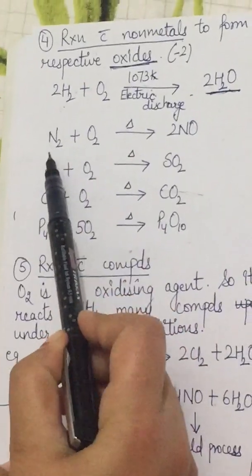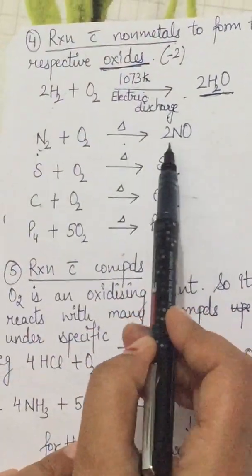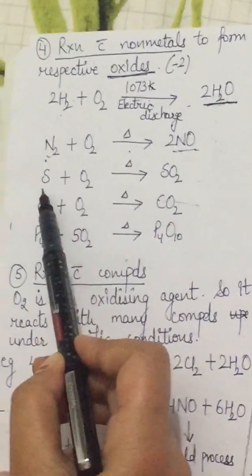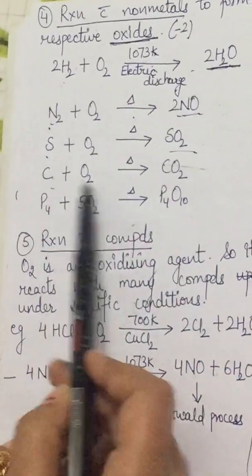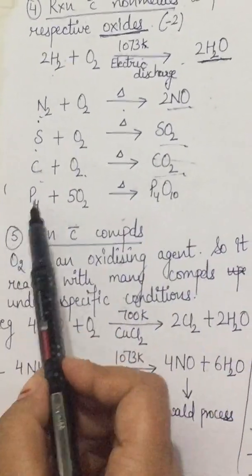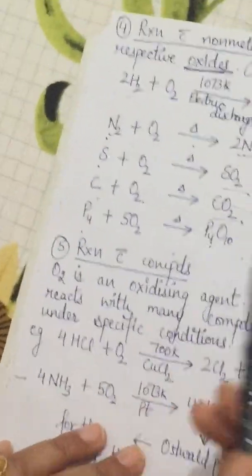Another, with nitrogen it will form nitric oxide, with sulfur it will form sulfur dioxide, with carbon it will form carbon dioxide, with phosphorus it will form phosphorus pentoxide. So these were the examples of reaction of oxygen with non-metals.